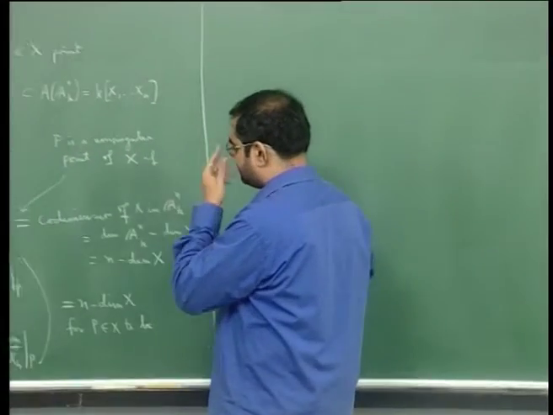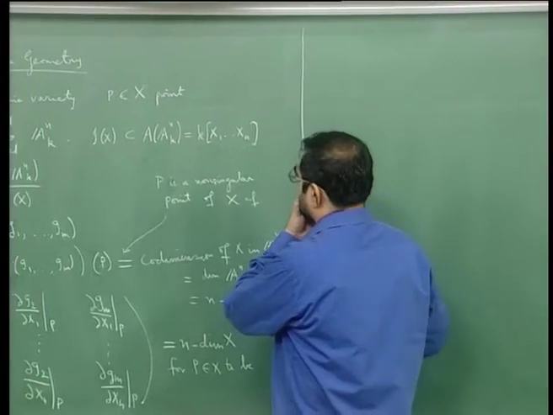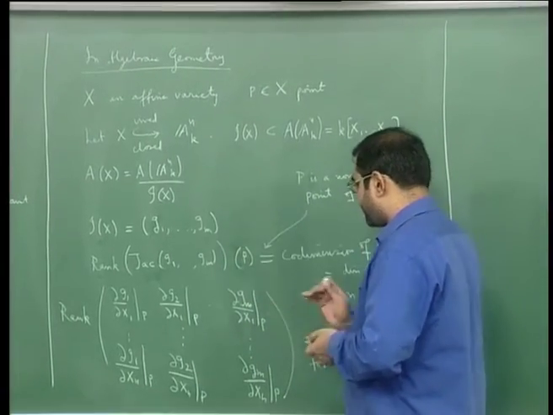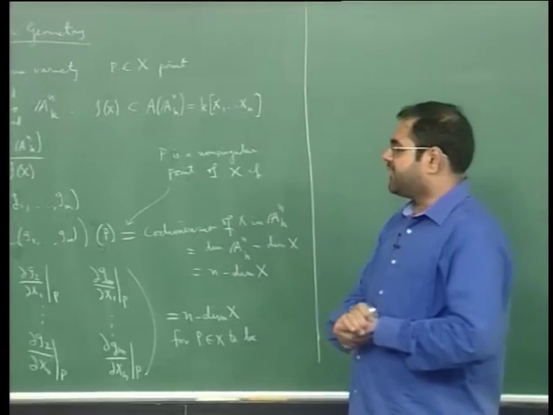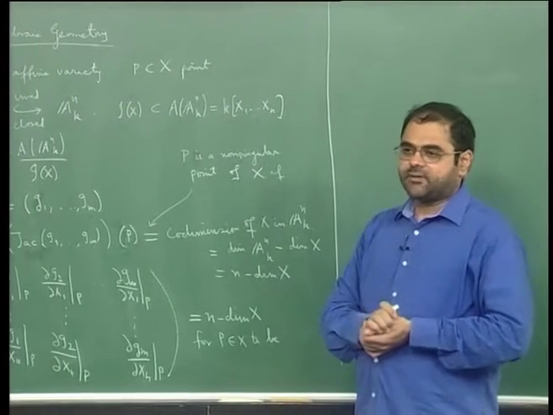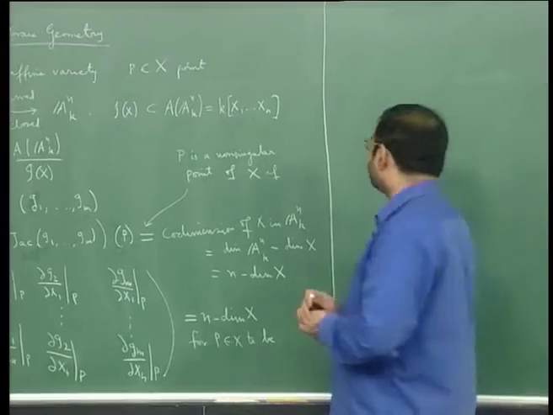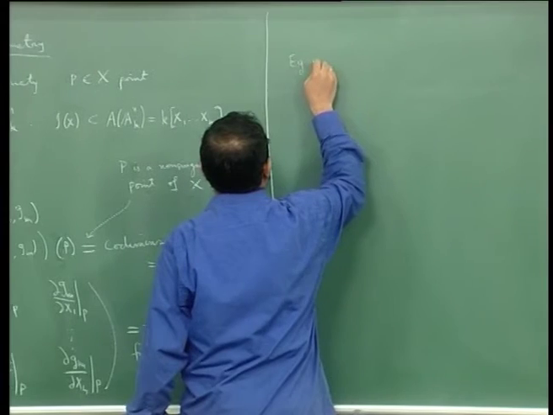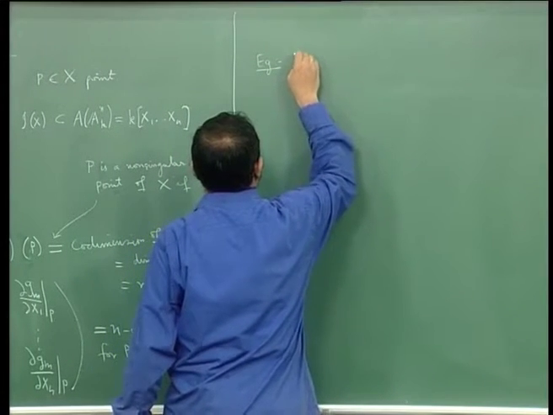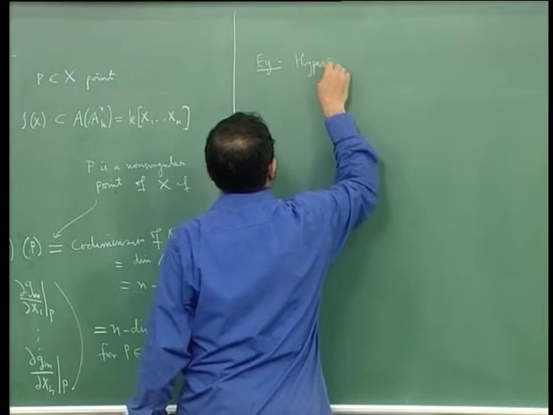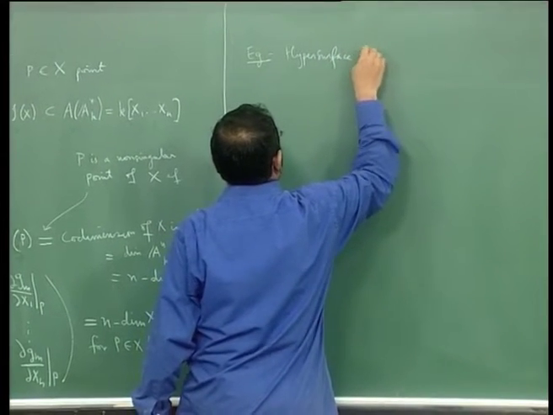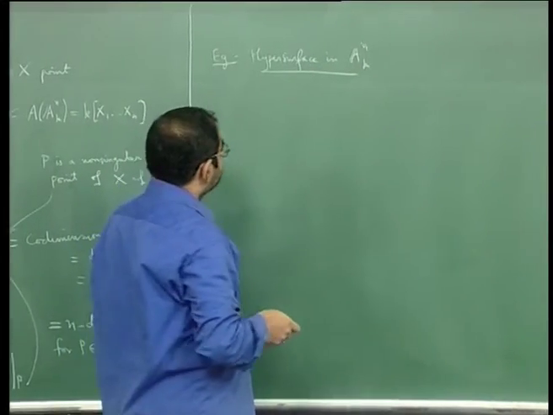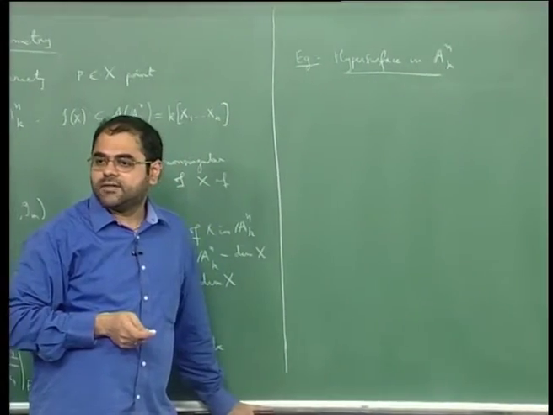Now this definition looks a little involved, but the advantage of this definition is that you can do some calculations. So if you want to apply it, let me take the example of a hypersurface in A^n. What is a hypersurface? It's a codimension 1 subvariety of A^n.